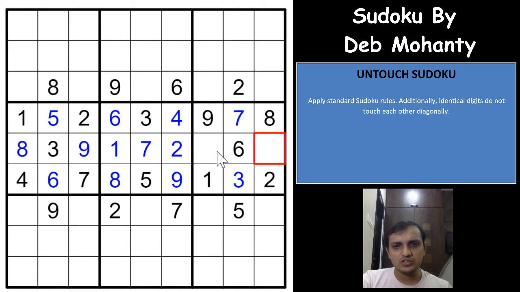And if you see here, this has to be 4 and 5. You already have a 4 here, which means this has to be 5 and this has to be 4.